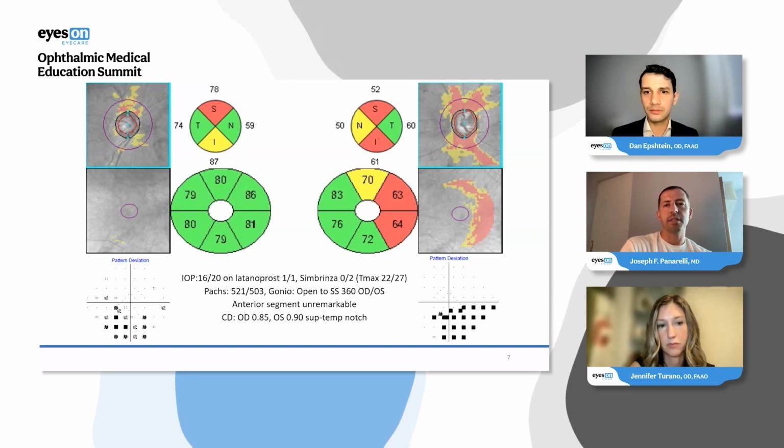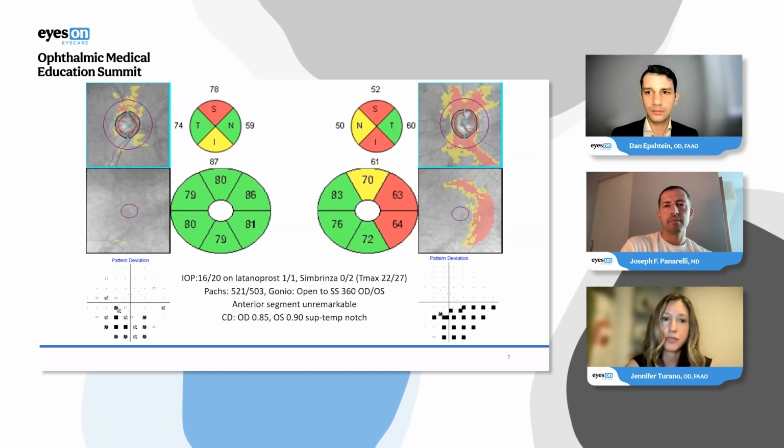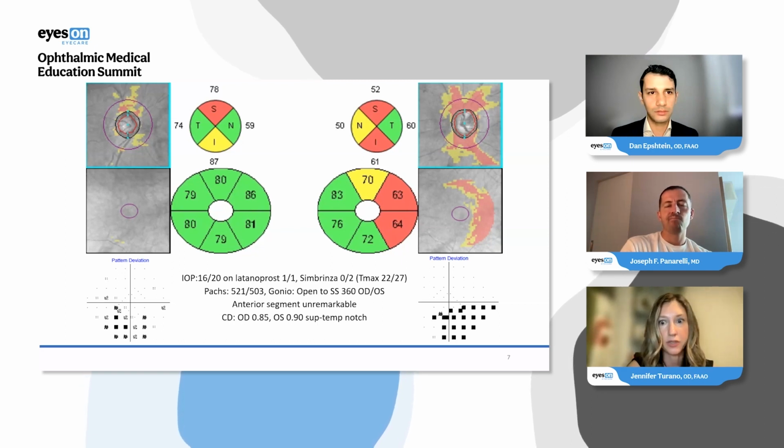And Jen, your thoughts quickly? Yeah, the biggest thing to me is I'm still a little curious as to why there's not any evidence of change on GCC. I would expect to see something there given the significance of the field defect.